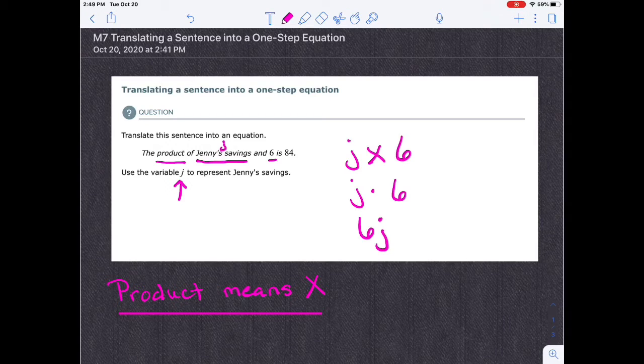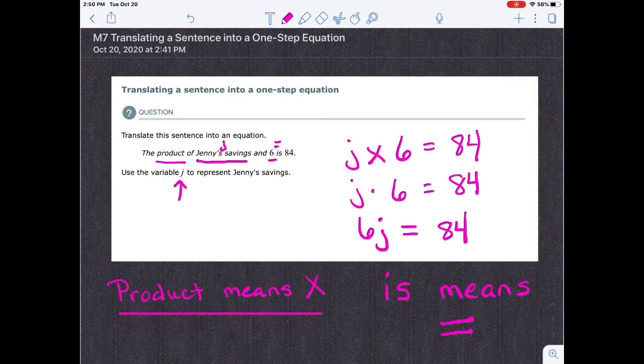The other word I need you to know every single time is that is means equals. So we're just going to put an equal sign there, and then 84 is already in math language. So we're going to say the product of Jenny's savings and 6, so maybe 6j, equals 84. And then we're done. So we could write it like that. We could write it like that. Any of those will work.